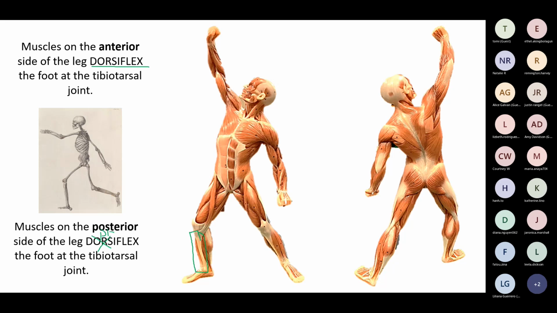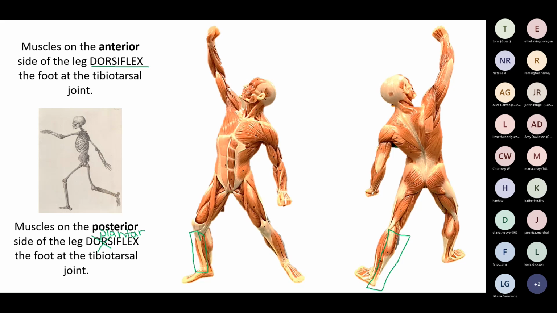If I live on the back side of the foot and I contract and start pulling on the foot, I'm going to pull that foot toward me on the back, which is what you do when you're in tiptoes. So when we're on our tiptoes, that's muscles on the posterior side of the leg. Things like gastrocnemius or soleus.